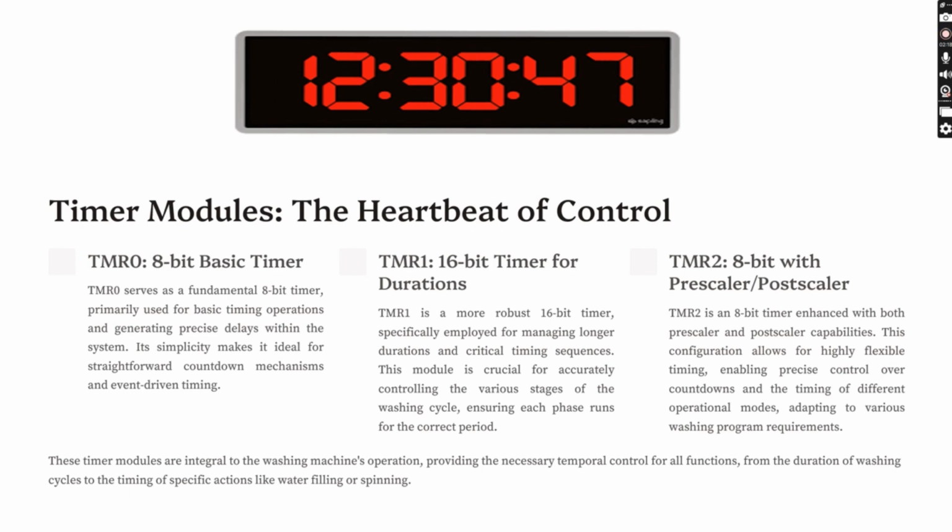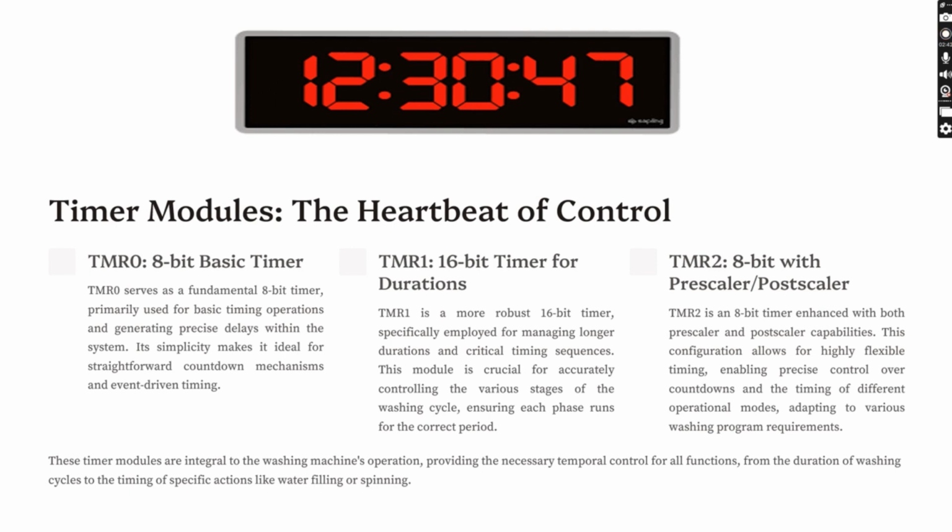Timer 2, 8-bit with pre-scaler and post-scaler. Timer 2 is an 8-bit timer enhanced with both pre-scaler and post-scaler capability. This configuration allows for highly flexible timing, enabling precise control over the countdowns and the timing of different operational modes, adapting to various washing program requirements.